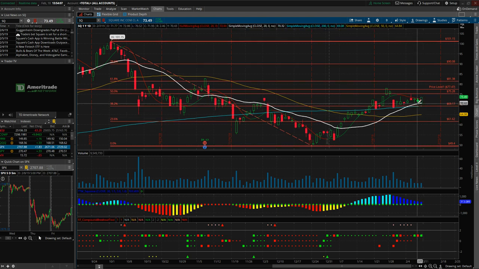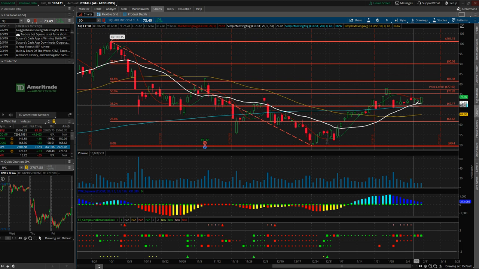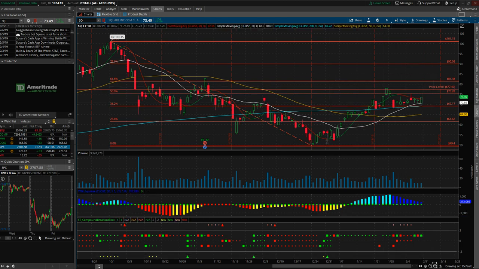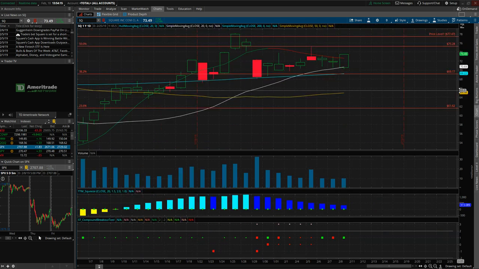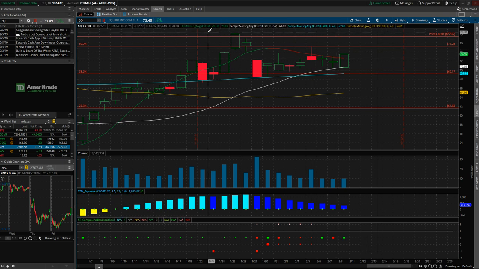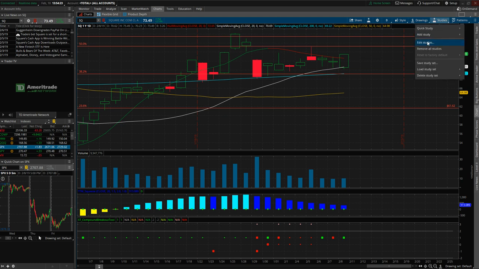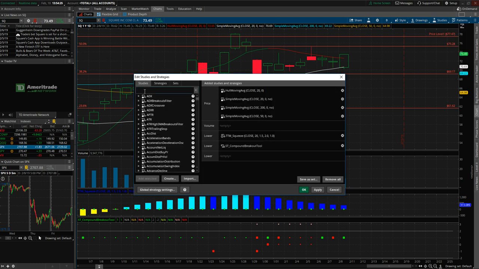Now, as far as my stop, because I get a lot of questions about those, right now I am using the 20-day moving average. As we get closer and start getting our profit in, I'll start bringing in the 10-day moving average and using that as a floating stop loss. So I'll show you how to set that up. We're just going to use the 10-day simple moving average.